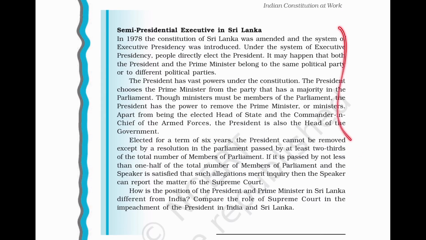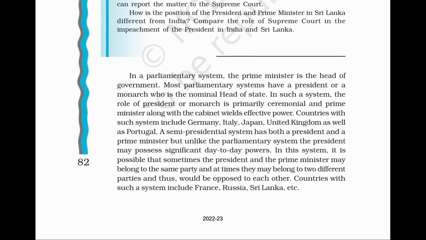Okay, so this is just an example of the semi-presidential executive in Sri Lanka. You read it for yourself. Parliamentary में what will happen? As we have seen, the real power lies in the hands of whom? The head of the government, which is the real executive. So you will come across these terms.